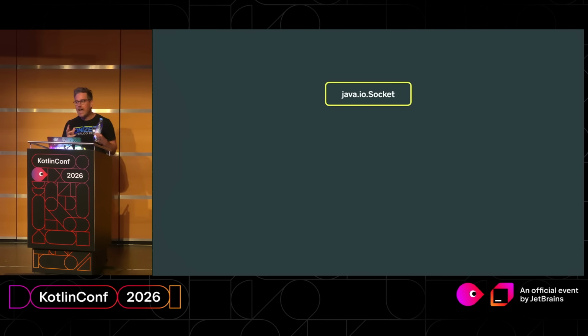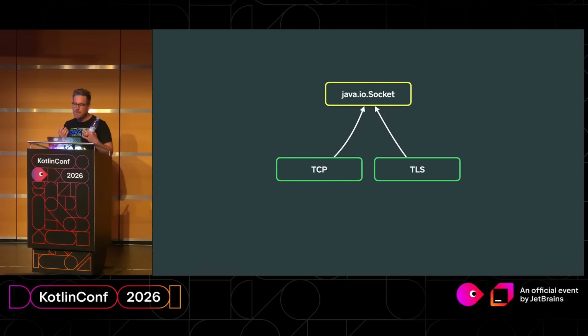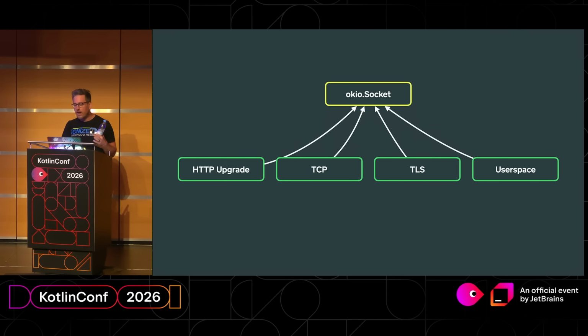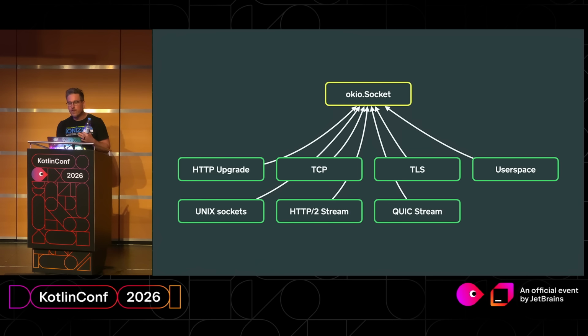If you look at the Java IO socket interface, or I guess it's an open class or something, it's got a whole bunch of different functions. And those functions both give capabilities to the people who are calling that API, but they also constrain what implementations are possible of that interface. And so the Java IO socket API really just has two core implementations, the TCP one and then the TLS one that wraps the TCP one. Here's the OKIO socket, and we just get to do more stuff with our socket interface.